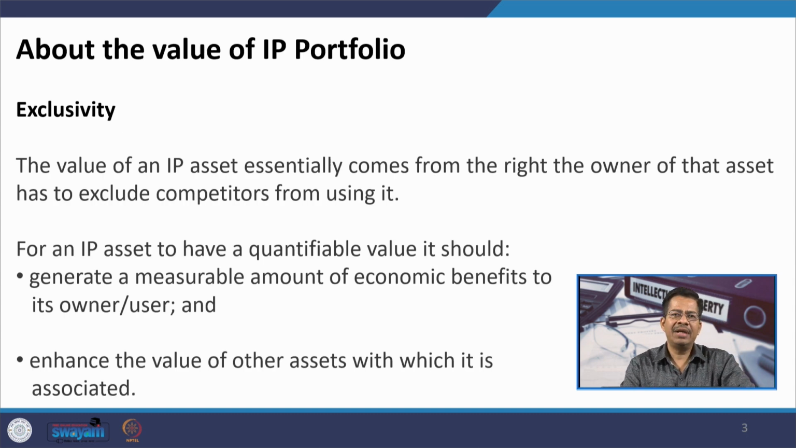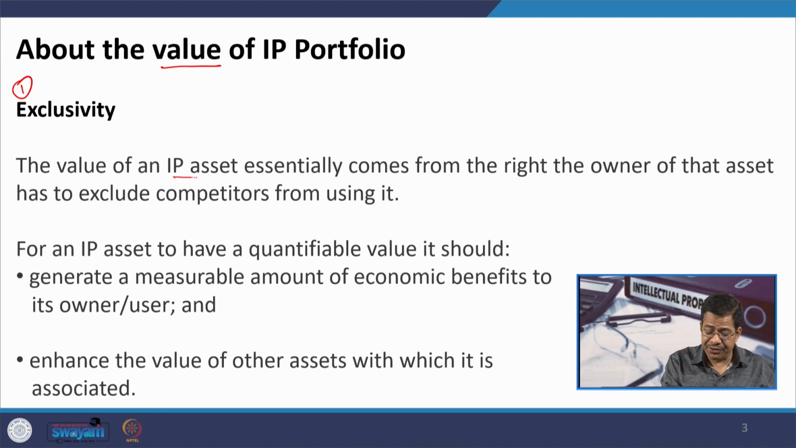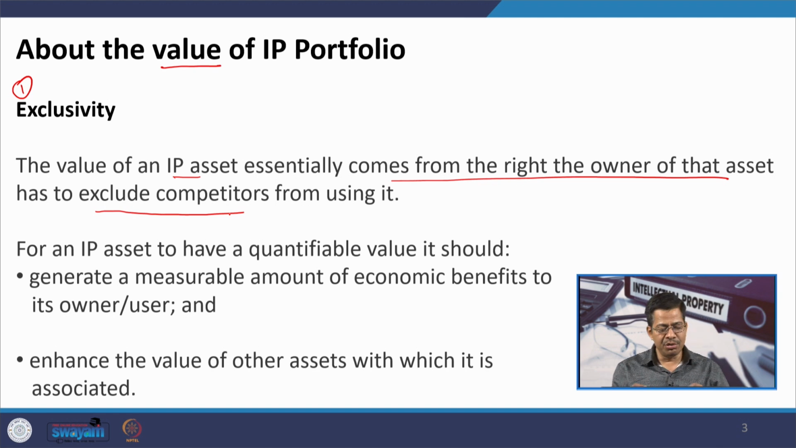Now, first let us understand the concept of value of an IP portfolio. From where is this concept of value coming in an IP portfolio? It is coming because of two very important things. One is exclusivity and the second is future benefits. When I say exclusivity, we all know now, after going through so many videos, that IP gives you some kind of ownership on a particular type of asset, and this ownership actually excludes competitors from using your IP.